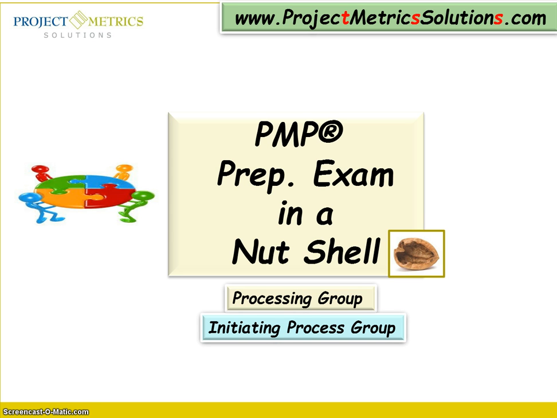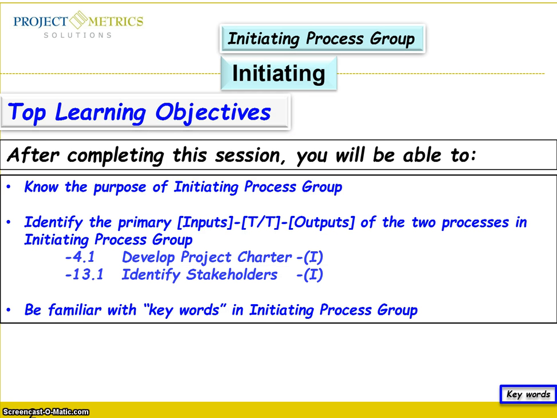Today we are going to talk about the initiating process group. This is our methodology to start how to study for the PMP Prep exam in a nutshell according to the process group. Our objective today: when you finish our session, you should be able to identify the primary inputs, the tools and techniques, and the outputs of the two processes in the initiating process group, which are develop project charter and identify stakeholders. When you look at 4.1, please look at it as chapter 4.